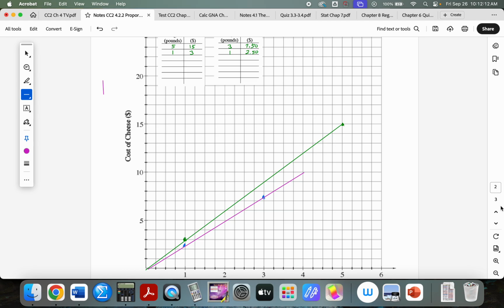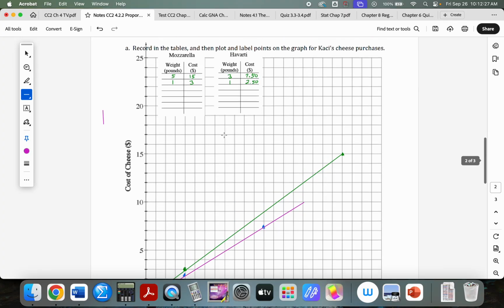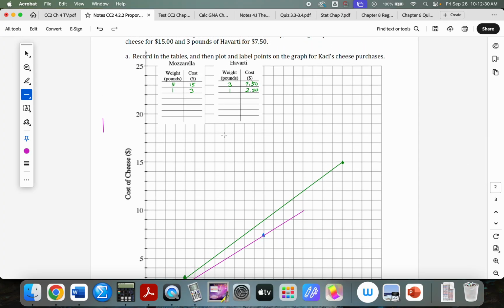One thing that you notice is that the mozzarella line is slightly steeper than the Havarti. Right, because its unit cost is slightly more. Mozzarella cheese has a unit cost of $3 per pound, whereas Havarti has a unit cost of $2.50. Are these both proportional though? Yes. They're both lines. They both go through 0, 0. And if you doubled the number of pounds that you bought, you can expect to pay twice as much.